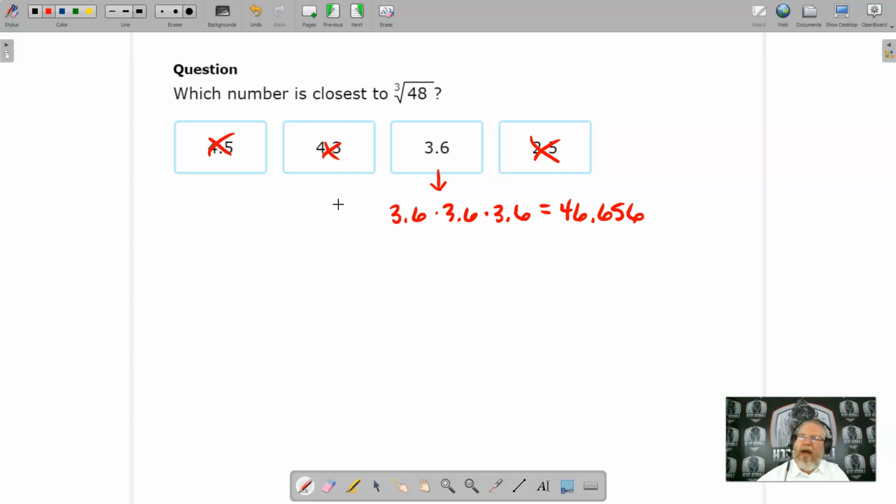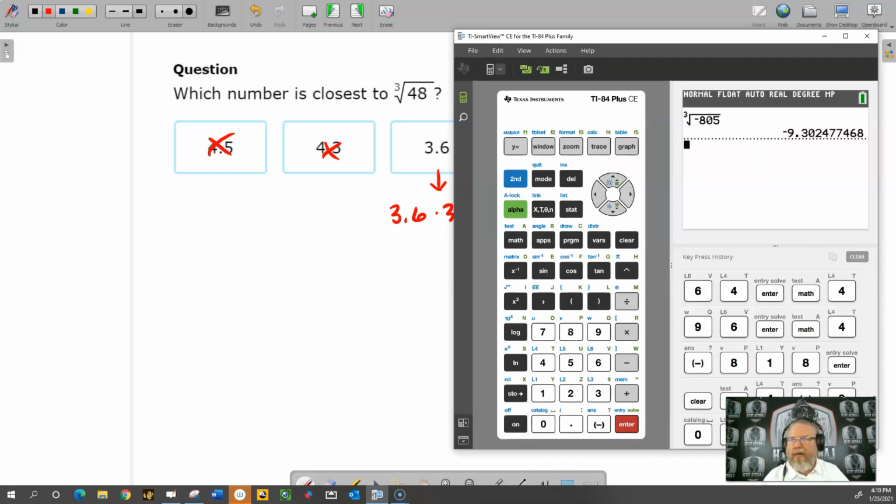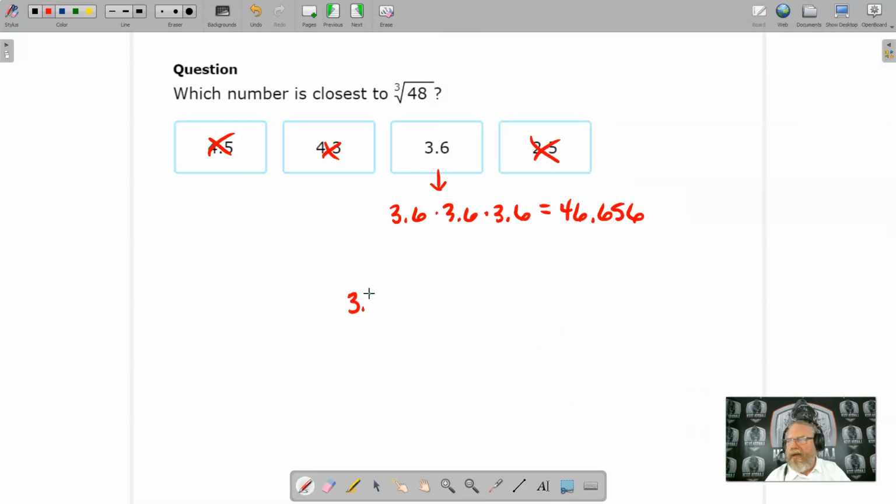Now, if I had a calculator that does cubed roots, which I do, I'm going to grab my calculator again, and we'll check our answer here. Let's go to math and select 4 for cubed roots. Let's put in 48, hit enter, and I get 3.63. So it's rounded to 3.63 if I actually used a calculator to find it. Which one of these numbers is closest to it? Indeed, 3.6.